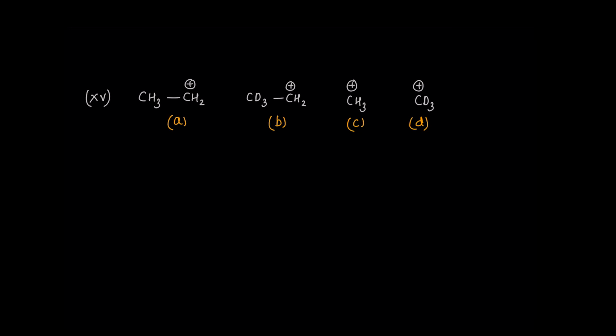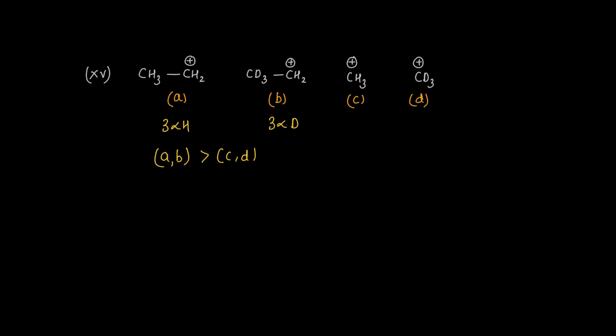some bond energy concept. So in A and B, we can see we have hyperconjugation. We have 3 alpha hydrogen in A, we have 3 alpha deuterium in B, right? We do not have any hyperconjugation in C as well as D. So we can say A and B are more stable as compared to C and D, right? But while comparing A and B and C and D, we have to look into some factors. While comparing A and B, we'll have to look into the bond energy concept.